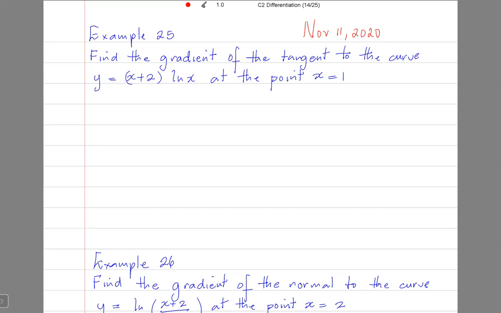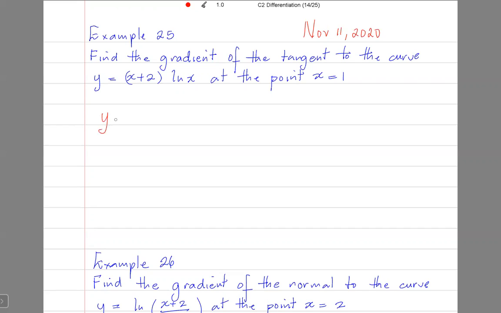Example 25 says, find the gradient of the tangent to the curve y is equal to x plus 2 multiplied by ln x at the point where x is equal to 1. All right, so the gradient of the curve is equal to the gradient of the tangent. So let us find the gradient function for the curve. The gradient function for the curve is dy by dx.